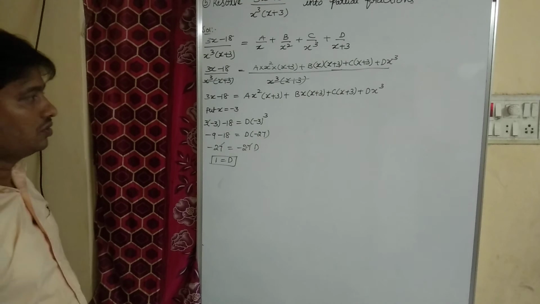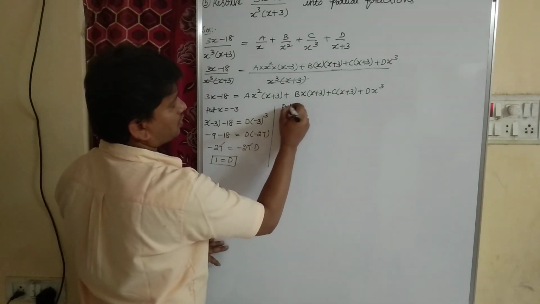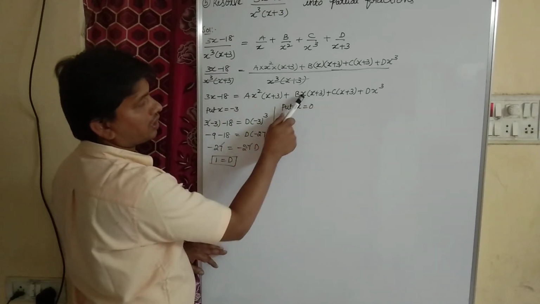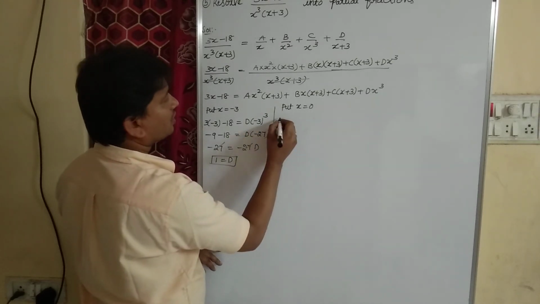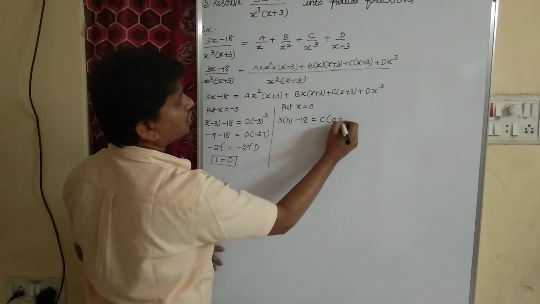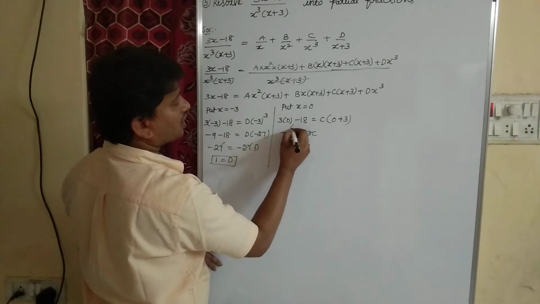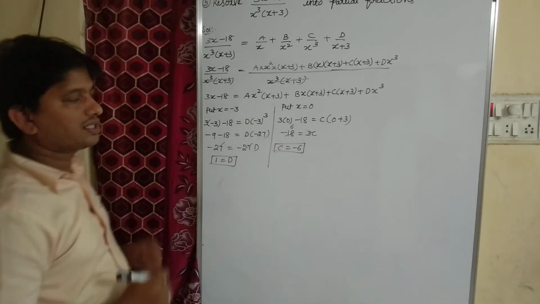Now what you do? Put x equal to 0. Here we have x square as 0, here x is 0, here x cube is 0. We will get the c value. 3 into 0 minus 18 equals c into (0 plus 3). Minus 18 equals 3c. 3 ones are 3, 3 sixes are 18. So what is the value of c? The value of c is minus 6.